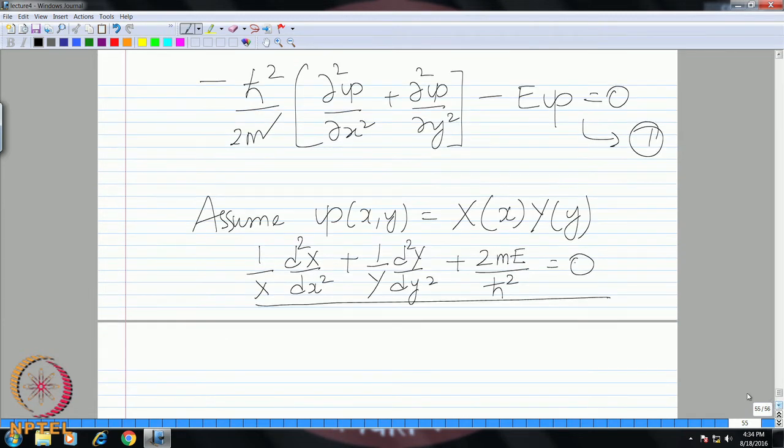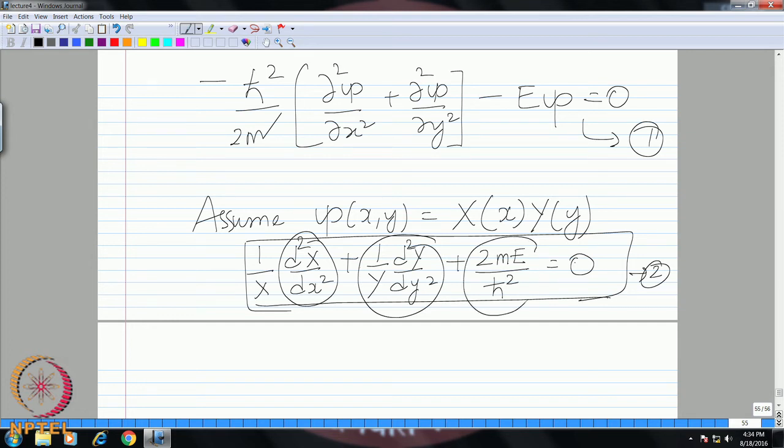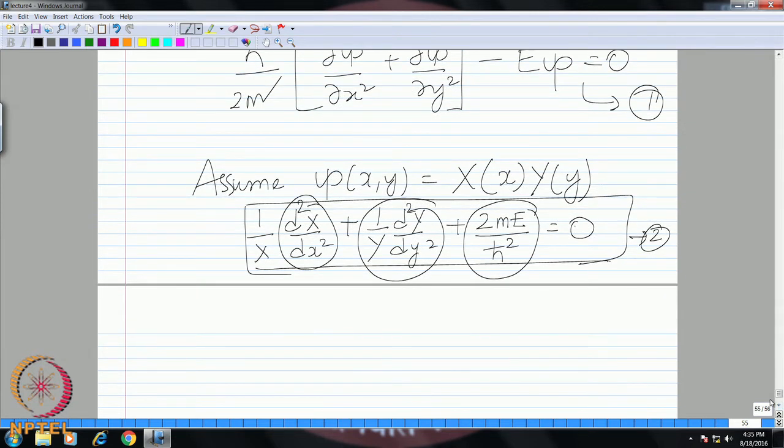So, now if you again look at this particular, let us call this as equation number 2. So, you see this first term is a function of x, second term is a function of y, okay, and what is this? Constant. Okay. So, therefore, each term has to be equal to a constant, right. So, therefore, we can say 1 by X d square X by dx square has to be equal to another constant, we will say this is minus k x square. Okay. So, now we should also put a minus sign here, we will see that in a brief time.